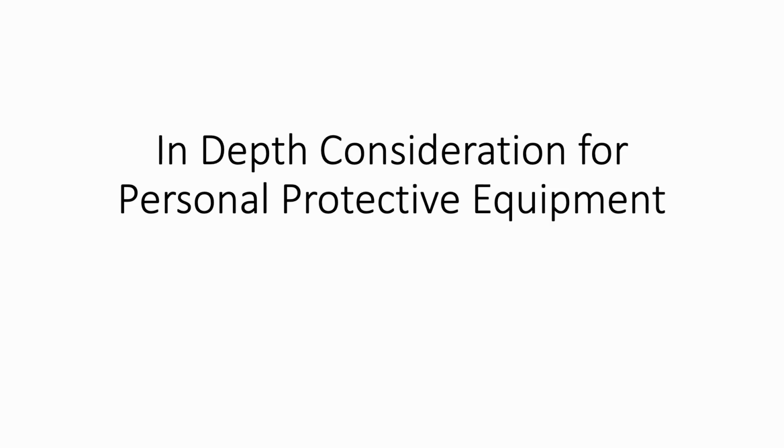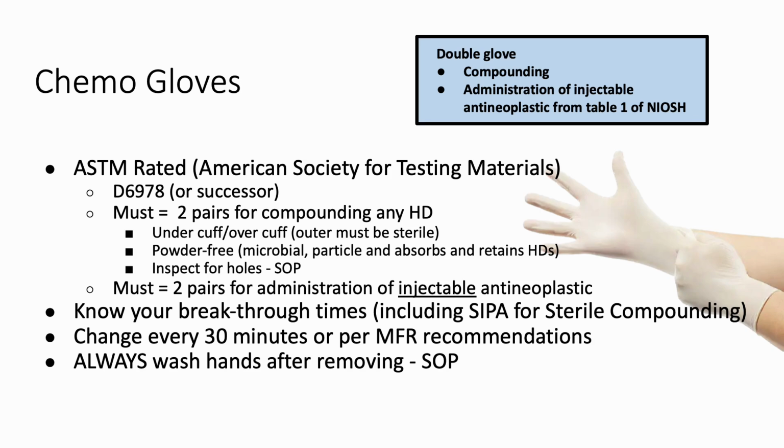Now we're going to take a little bit deeper look at each item of PPE used for compounding of sterile hazardous drugs and talk about the specifics of each of those. Gloves used during compounding of hazardous drugs must be ASTM rated by the American Society for Testing Materials. Two pairs of gloves must be used for compounding any hazardous drug. One pair of gloves will go under the cuff of the gown and the other one will go over the cuff. The outer pair of gloves must be sterile.